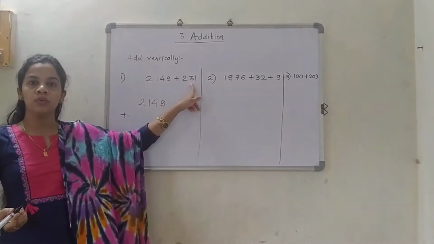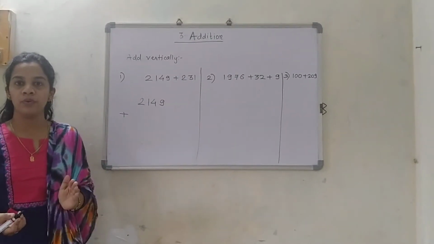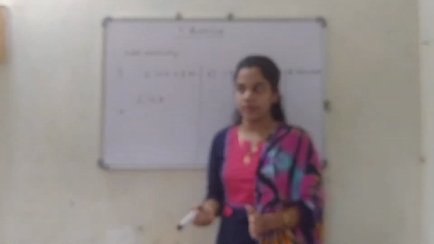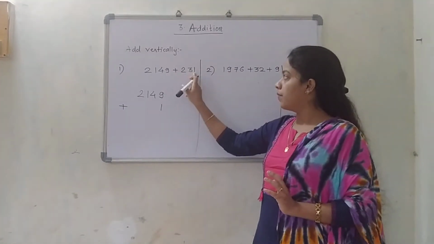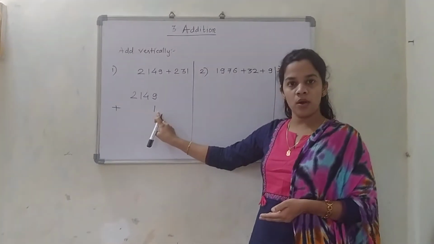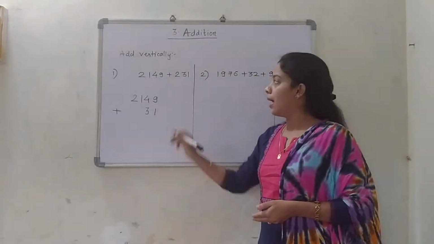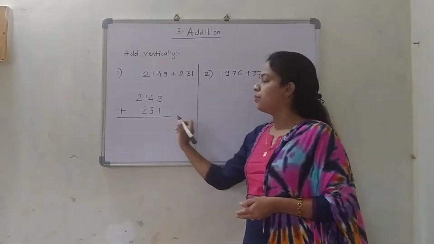So the next number is 231. How am I going to write 231? Yes, always remember you are going to write the unit below the unit place. I am just going to start from here. Here in 231, 1 is at the unit place, so I have written 1 over here. 3 is at the tens place, so I am going to write it below 4. And 2 is at the hundreds place, so I am going to write it below 1. And I am just going to add them.